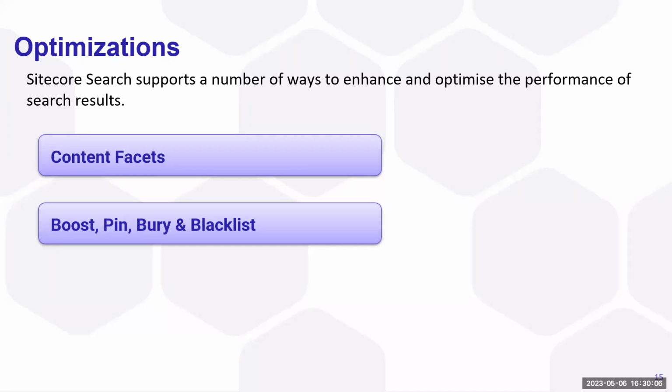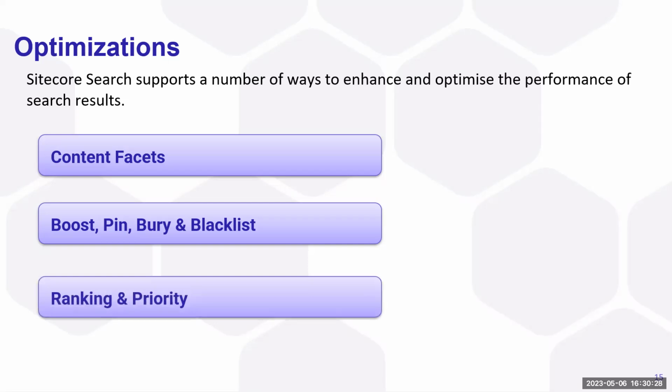So you don't need to code anything. Previously, we had to boost a search result in a programmatic way, but in Sitecore Search that can all be configured using the Sitecore Search platform. So it makes things pretty easy using the Sitecore Search platform.